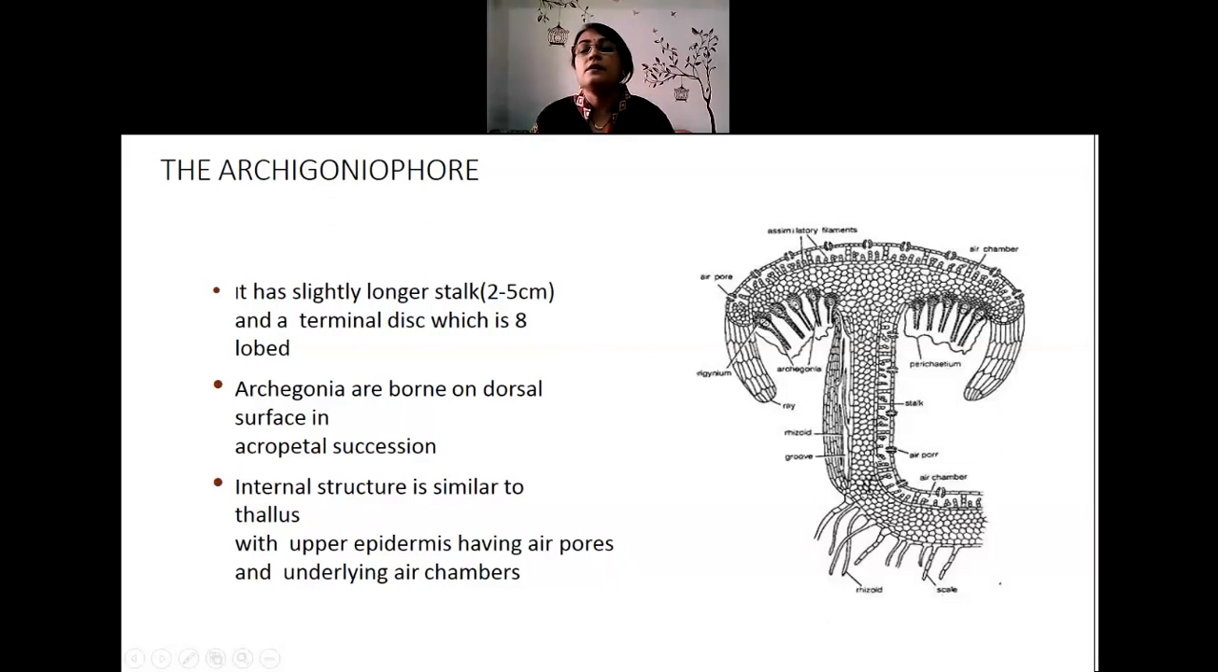Once the single archegonium gets fertilized, then there is a curvature of the lobes or the rays of the archegoniophore, bringing the archegonia towards the ventral surface or towards the lower side of the archegoniophore peltate disc.